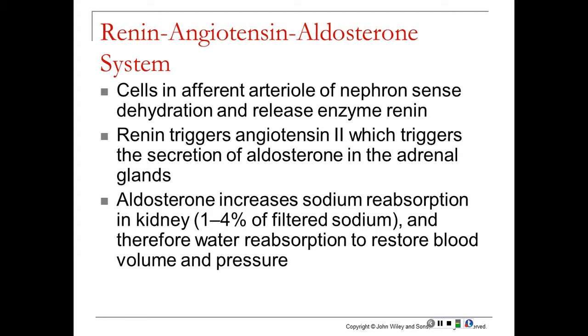There's also the renin, angiotensin, aldosterone system. Basically, the cells within the afferent arteriole are going to sense dehydration and release the enzyme called renin. Renin is going to trigger angiotensin 2 to be created. That is going to trigger the secretion of aldosterone from the adrenal glands. Aldosterone increases sodium reabsorption and therefore water reabsorption, because water follows salt. So ultimately, this is going to help reestablish our blood volume and blood pressure as well.